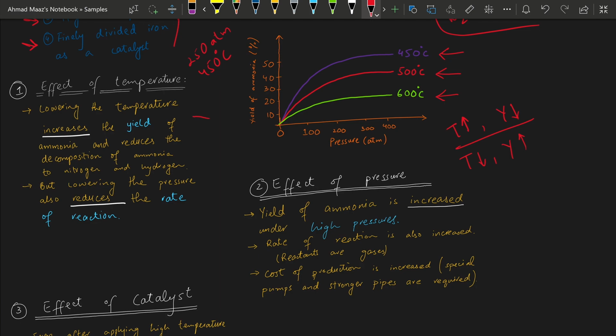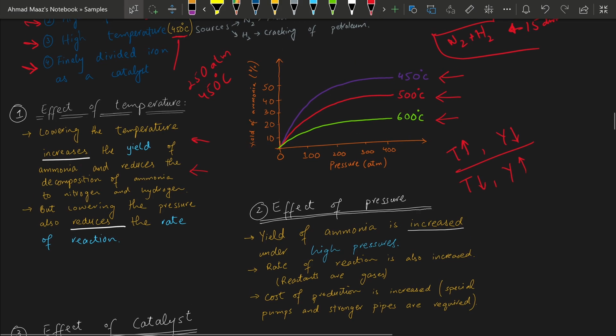So lowering the temperature increases the yield of ammonia and reduces the decomposition of ammonia to nitrogen and hydrogen, which means that if we decrease the temperature, then the forward reaction increases. The forward reaction is the favorable reaction that we want.